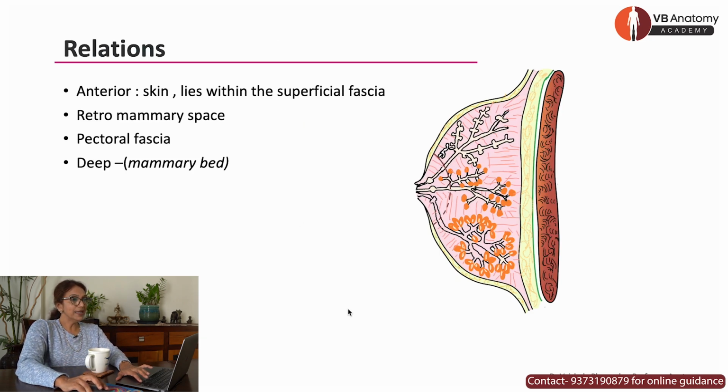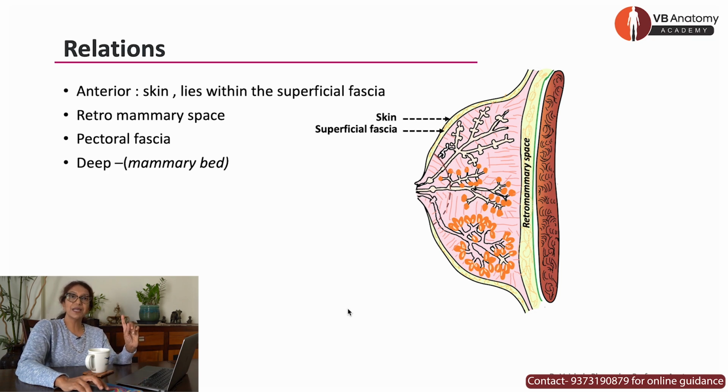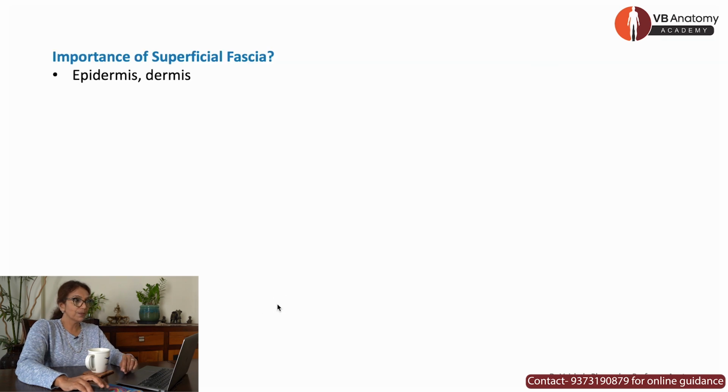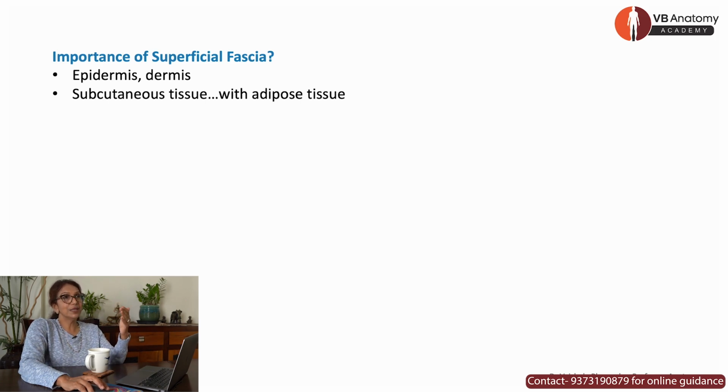The mammary gland is covered by skin, present in the superficial fascia, on the deeper side related to a space called retromammary space, which lies on deep fascia covering the pectoralis major. Deep to the pectoralis major, it's related to the chest wall, the muscles of chest wall, the ribs, intercostal spaces, and so on. What is the importance of talking about superficial fascia? Now, it's peculiar that there is epidermis and there is dermis, and then there is superficial fascia in which the mammary gland is there.